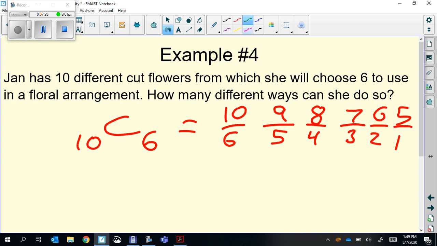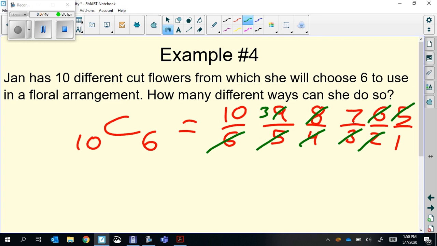And you can reduce this however you want. Since there's a 6 and a 5, you can cancel the 6 and the 5. Since there's a 4 and a 2, 4 times 2 is 8. You can cancel the 8. And then the 3 can reduce with a 9.